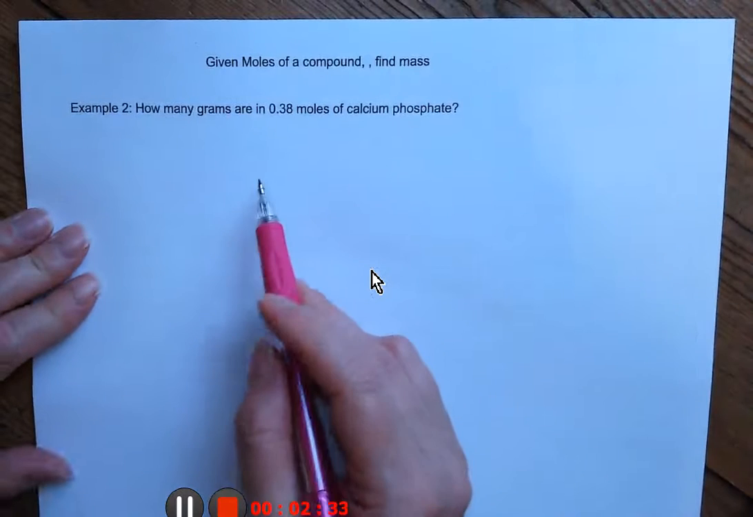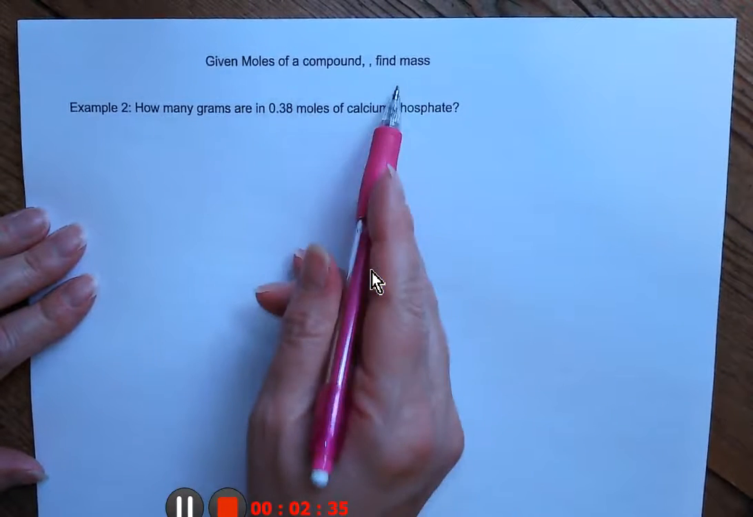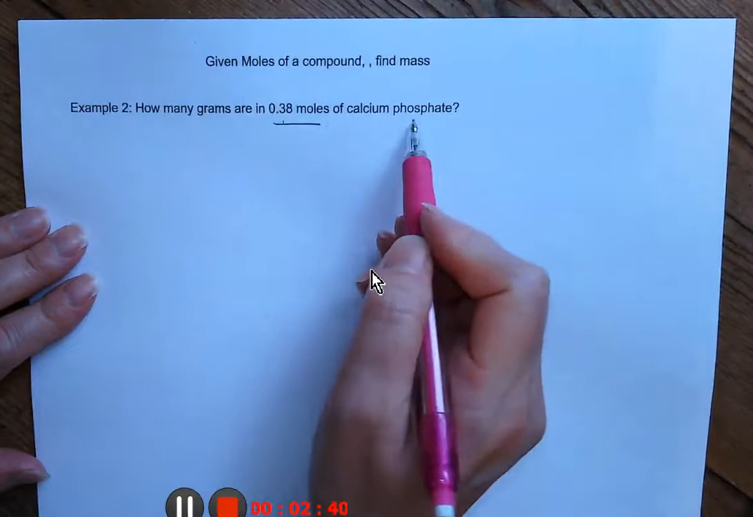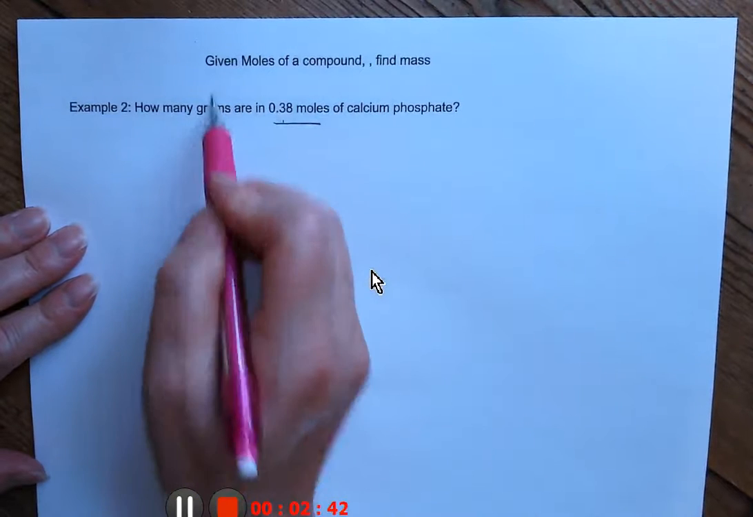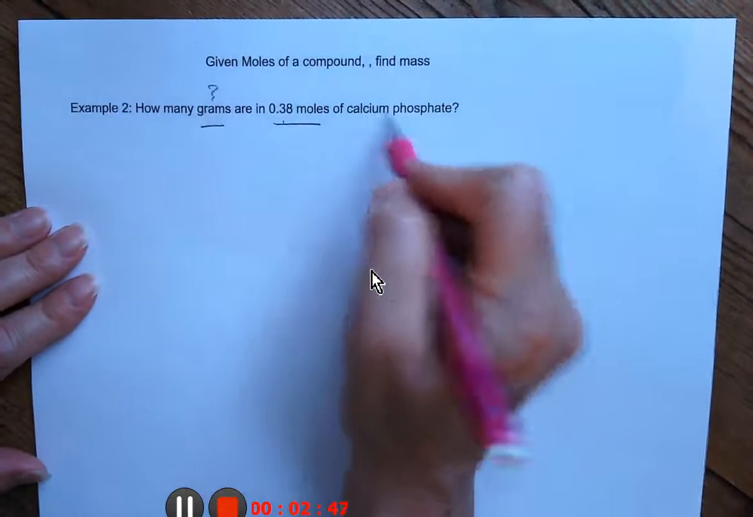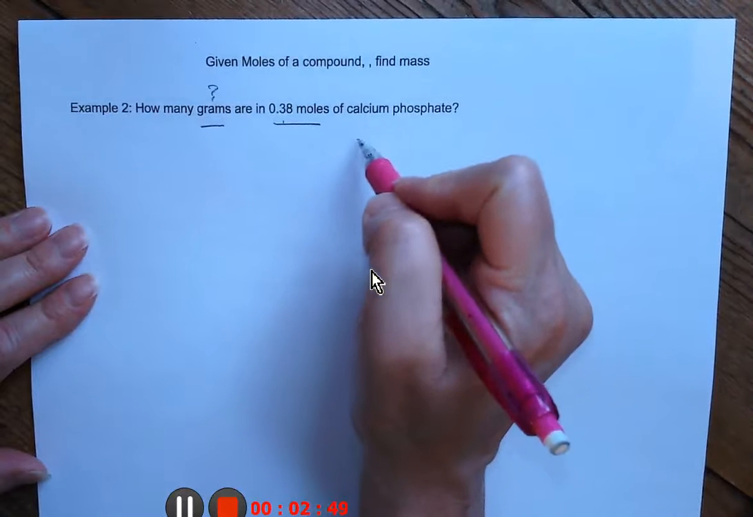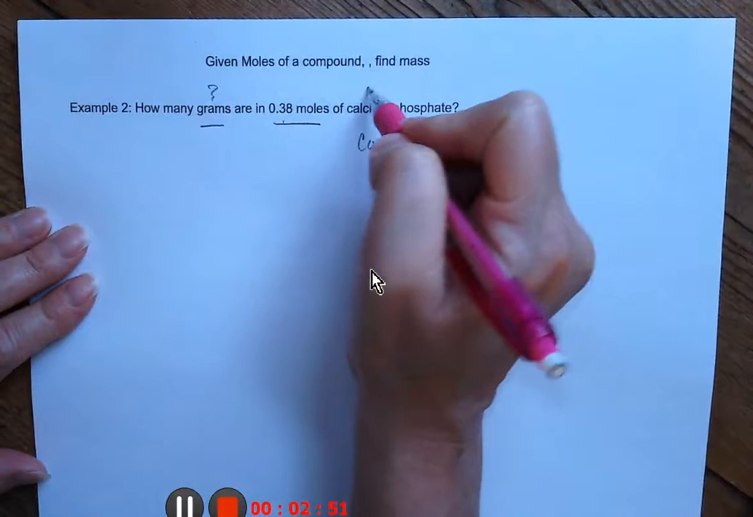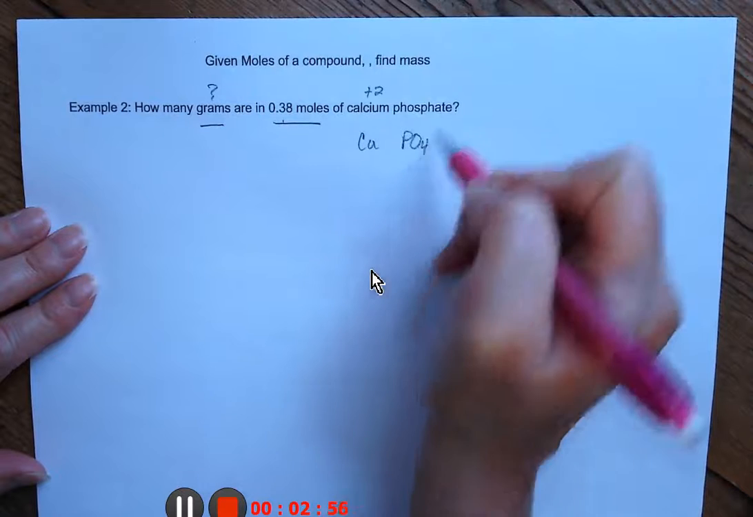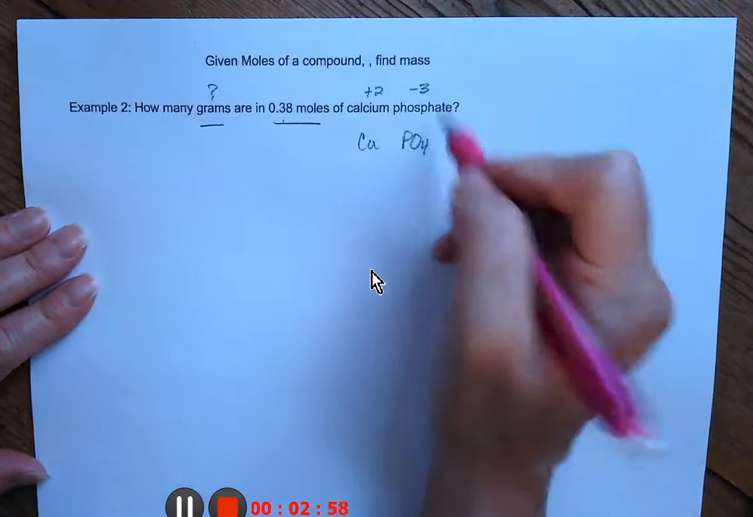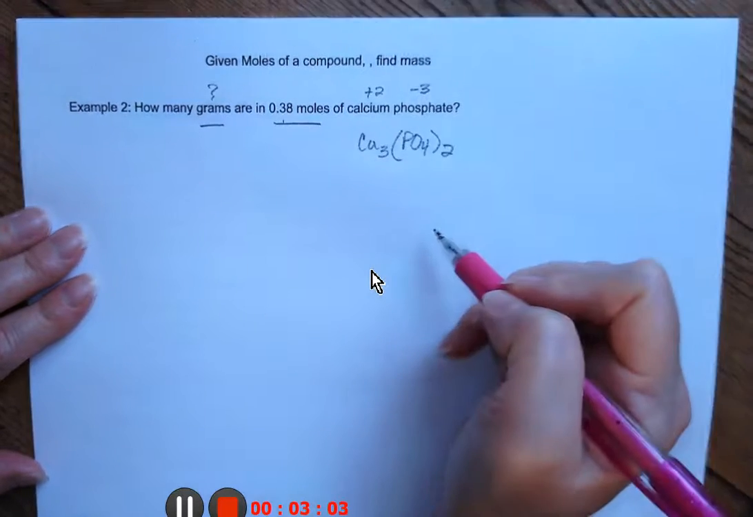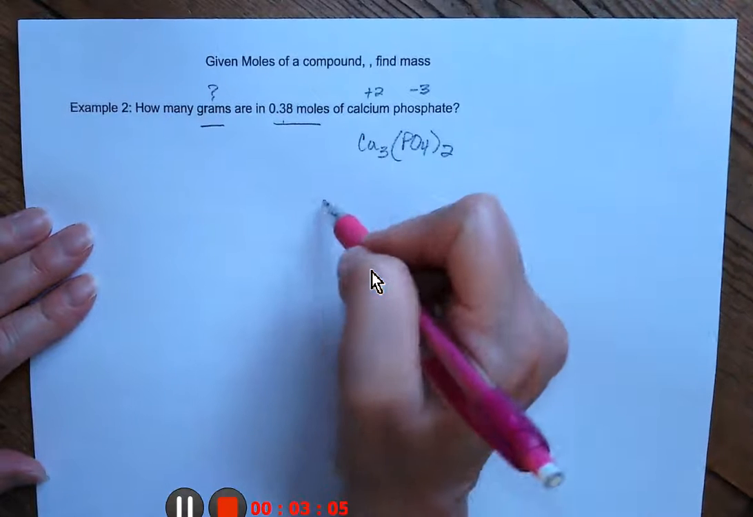Alright, let's do this example. Given moles of a compound, find mass. So I'm given 0.38 moles of calcium phosphate, and I need to find grams. Well, first of all, I'm going to have to write the formula for calcium phosphate. I know that calcium has a +2 oxidation, and that phosphate has a -3 oxidation. So just swap and drop, and now we have the formula for calcium phosphate.